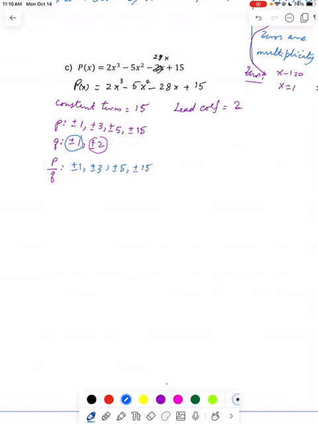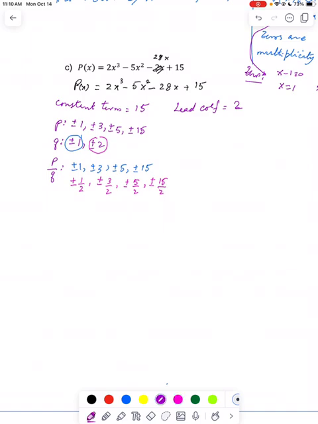Now when we divide by plus minus 2, we will get plus minus 1/2. Now when I divide, the next one will be plus minus 3/2. Then we will have plus minus 5/2 and plus minus 15/2. Okay, these are the possible values. Now we check one by one. These values, we plug them in p.